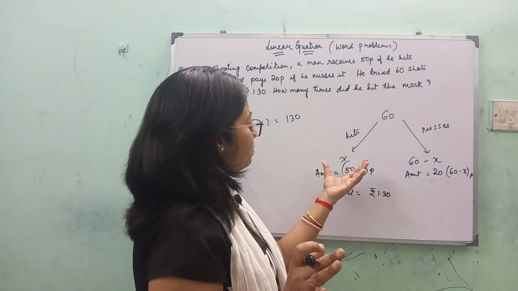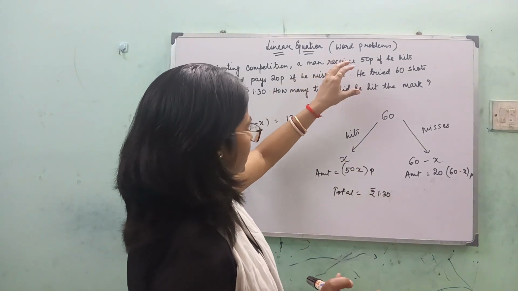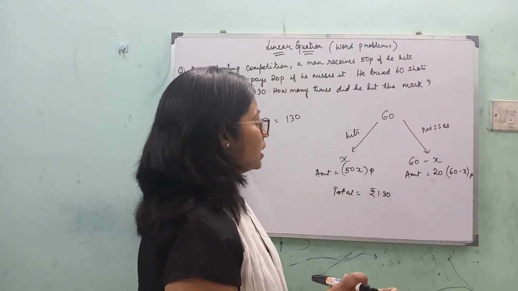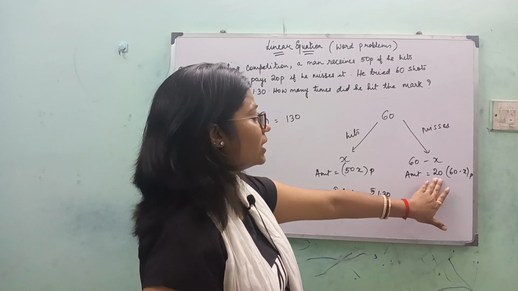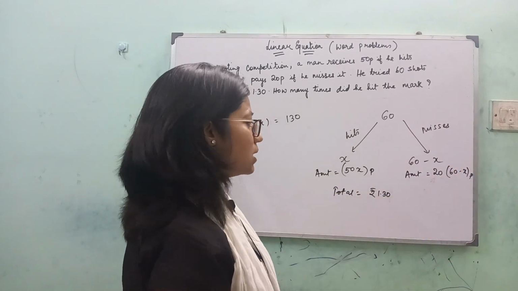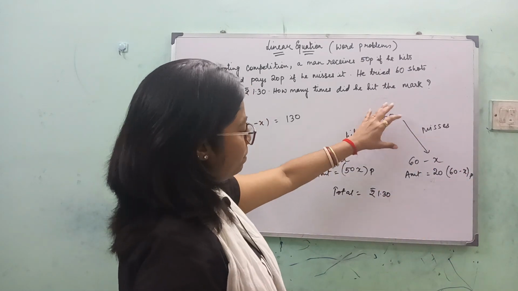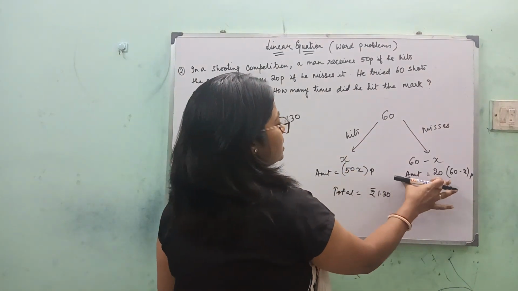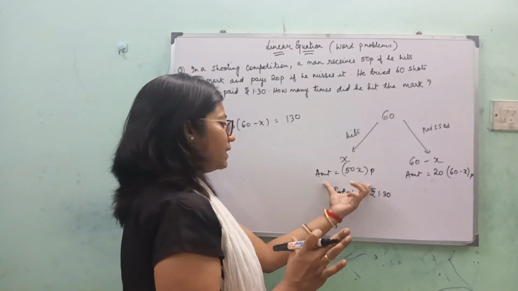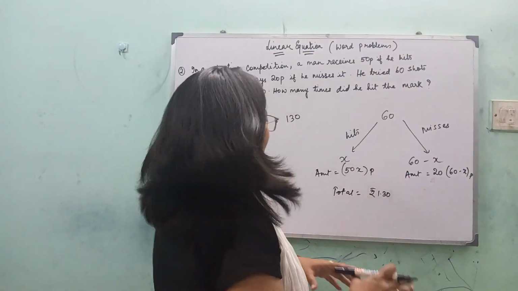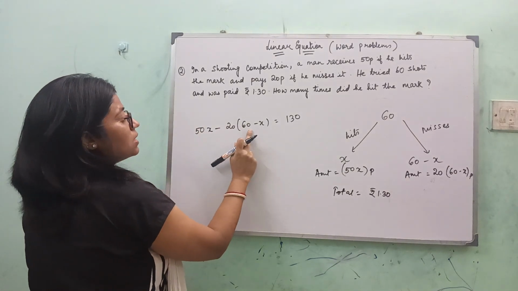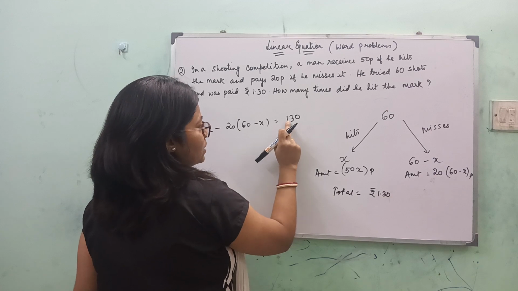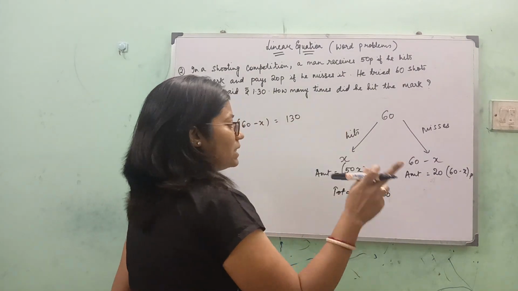Alright, so what is the prize money that he should receive to hit the mark? 50 paisa. So for x shots, 50x paisa, and for the misses he has to pay 20 into (60 minus x). Now in all, at the end of the game he is getting 1.30. So this gain minus this loss is equal to 1.30. We will keep it as 130 because both sides have to have the same units.